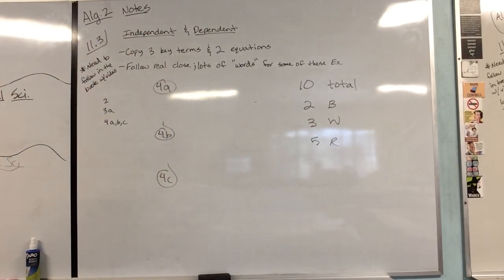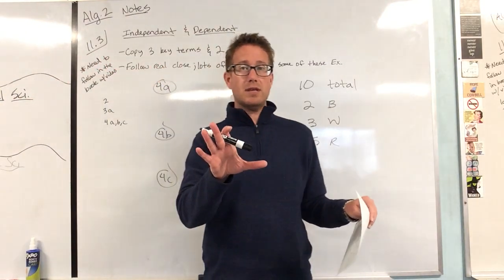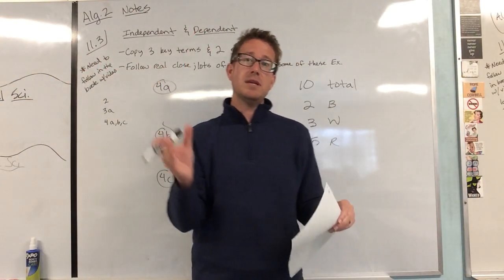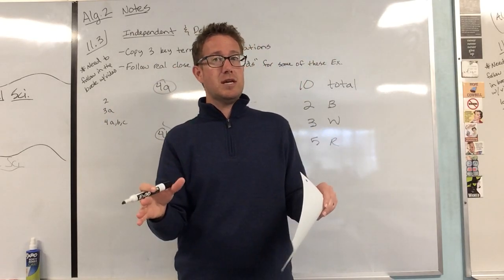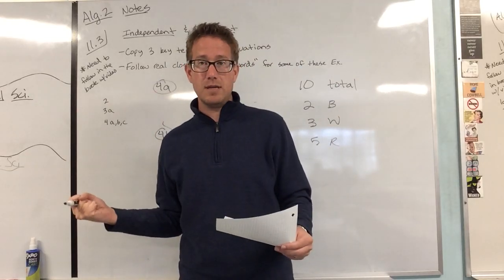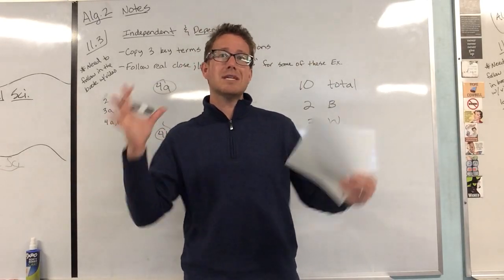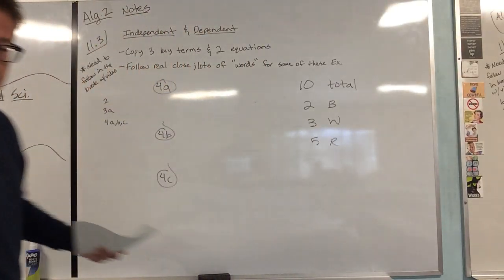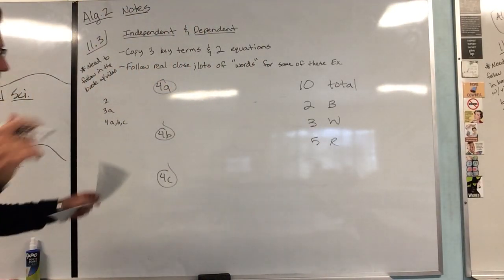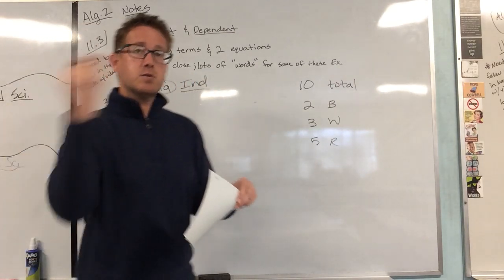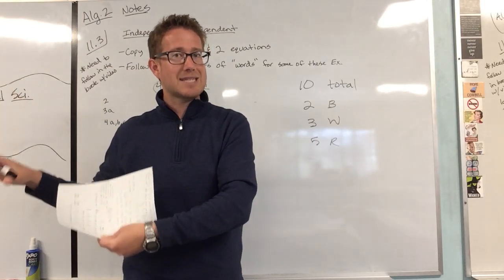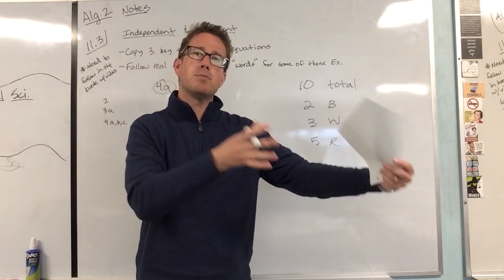4A. They're asking us to select a white bead, replace it, and then select a red bead. There's a key word in there. What's the key word? Replace it, meaning you take it out and you put it back in. Did our total change? If I have 10 total, I take out a bead, but then I put it back. What's my total? It's still 10. So that means we have an independent event, because as long as we replace it, every event after it has the same probability as the event before it.